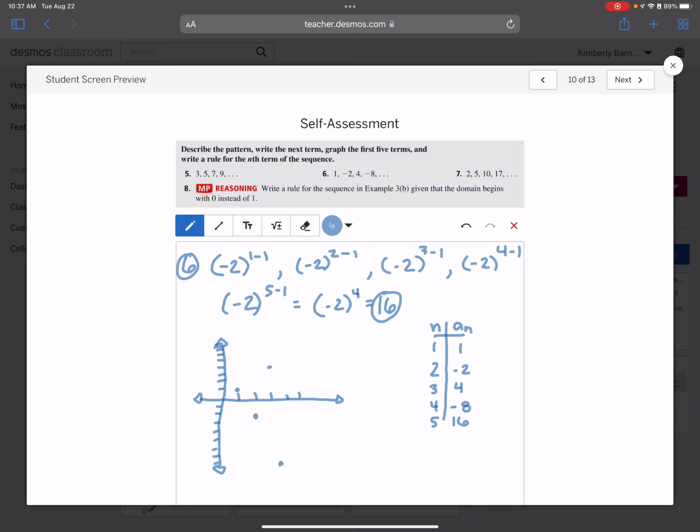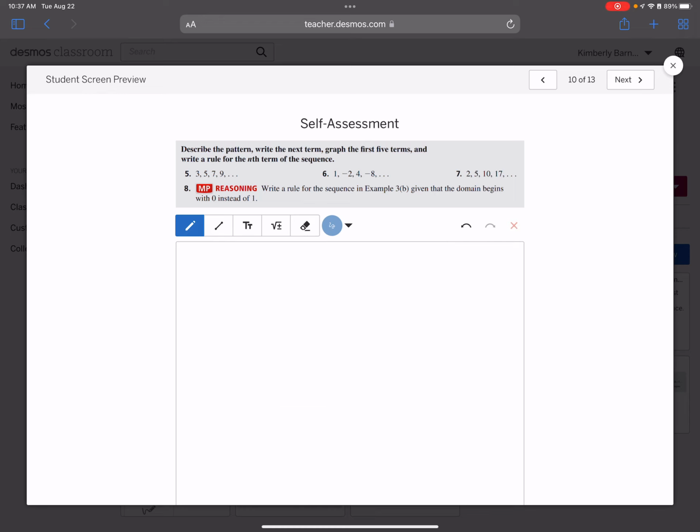All right, last one to check, number 7. 2, 5, 10, 17. I notice with this one, I'm taking the position, squaring it, and adding 1. Each time I'm taking the position the term is in, squaring it and adding 1. So for the 5th position, I'm going to find 5 squared plus 1, 25 plus 1, it's 26.